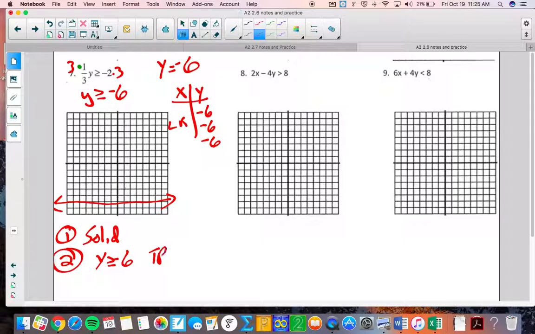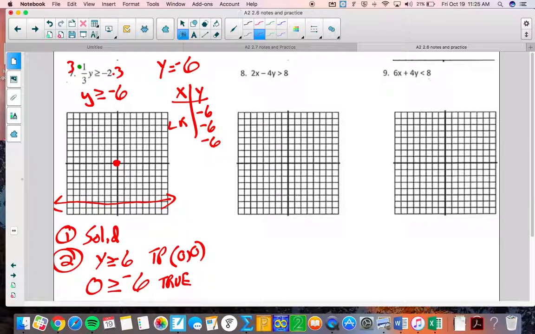We want to know where the y's are greater than or equal to -6. So you could do a test point at 0, 0. There's no place to shove a 0 in for x, but there is a place to shove in a 0 for y. So when we plug in 0 for y, we get 0 is greater than or equal to -6. We ask ourselves if that is true or not. 0 is greater than -6. That is true. So that means you shade towards your test point.